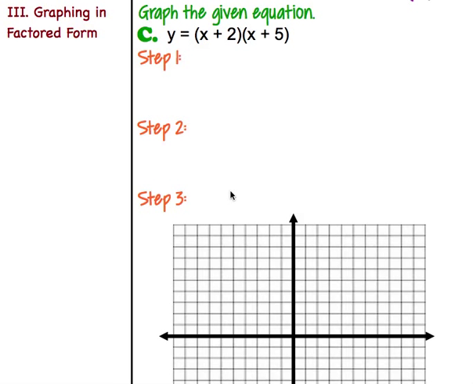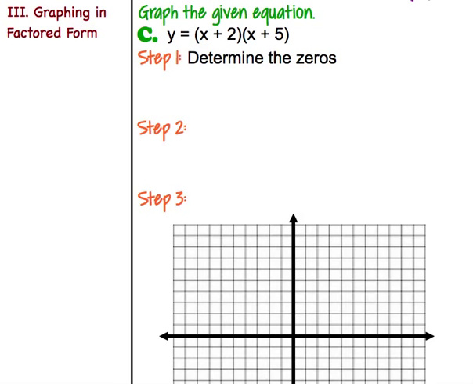Now that we know how to find our x-intercepts or our zeros and our y-intercept, now we're going to use those to graph. Now step one, when we are going to be graphing something like y equals the quantity x plus 2 times the quantity x plus 5. So just like before, we're going to determine the zeros.